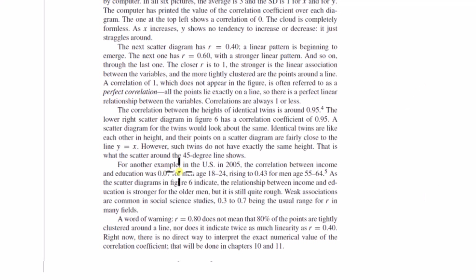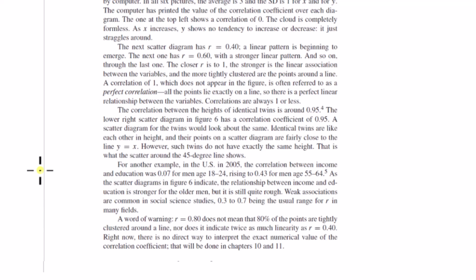For another example, in the U.S. in 2005, the correlation between income and education was 0.07 for men aged 18 to 24, rising to 0.43 for men aged 55 to 64. As the scatter diagrams in Figure 6 indicate, the relationship between income and education is stronger for the older men, but it is still quite rough. Weak associations are common in social science studies, 0.3 to 0.7 being the usual range for R in many fields.